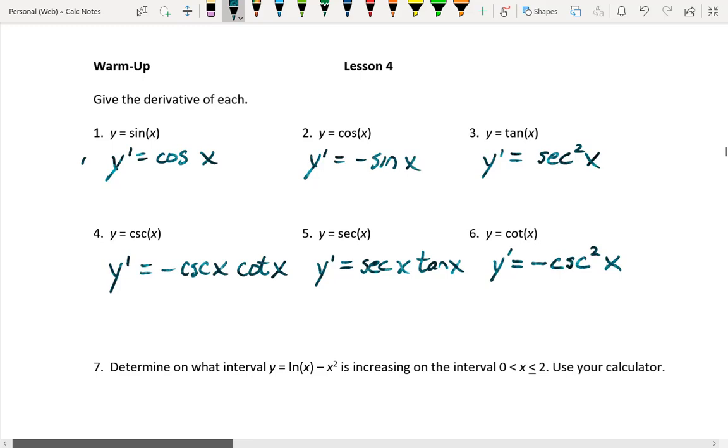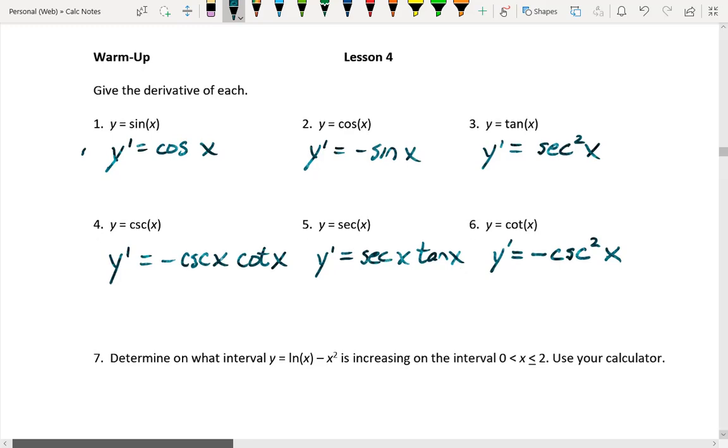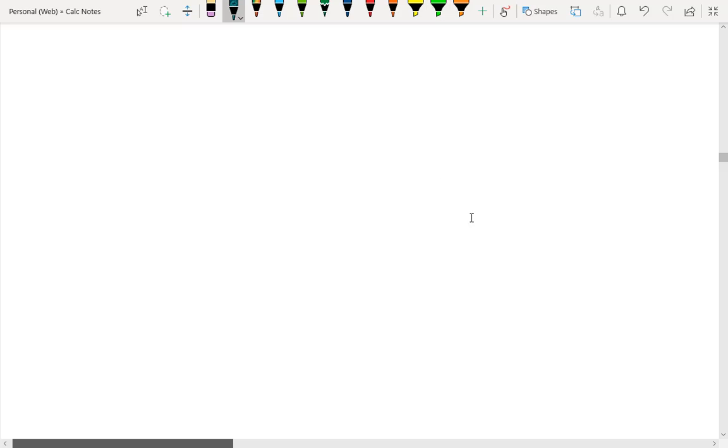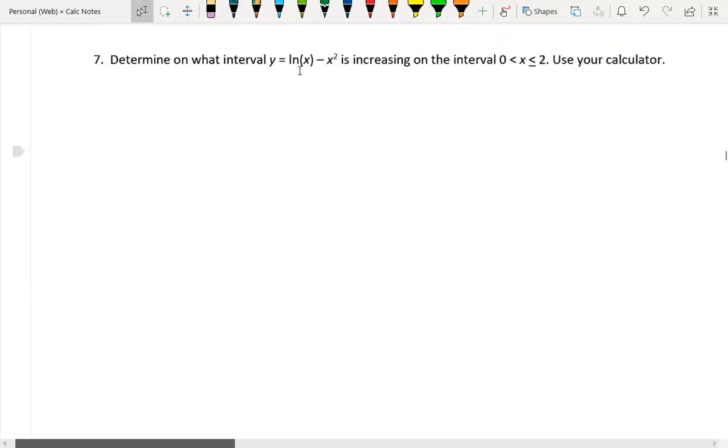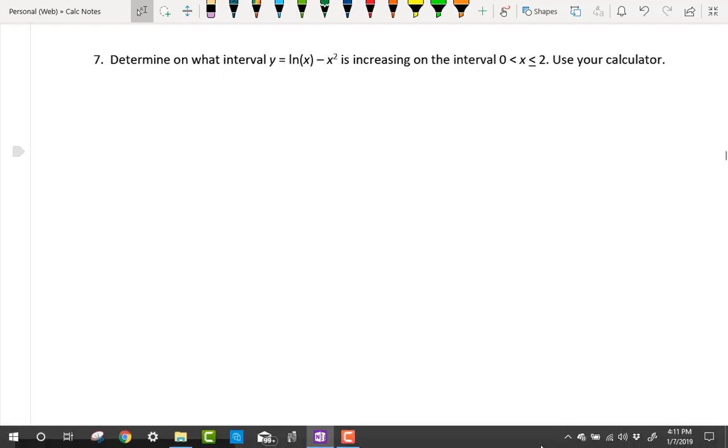All right. So the next part says to use your calculator to determine on what interval y equals ln of x minus x squared is increasing on the interval from 0 to 2, and it does say use your calculator here. We've done a bunch of these together, but I'm going to pause for a minute and pull up my calculator. I'll let you do the same thing.